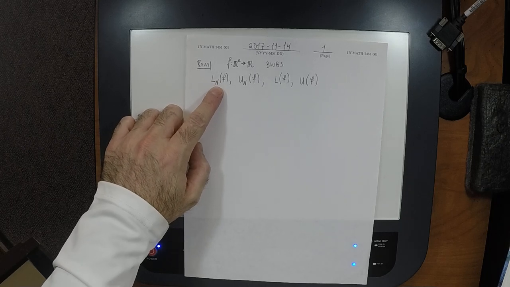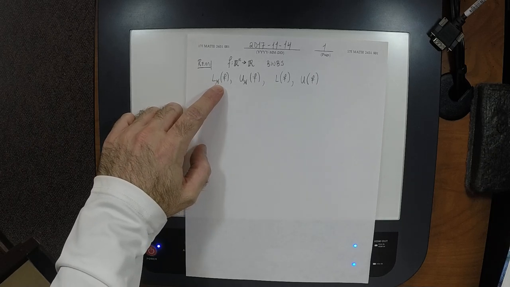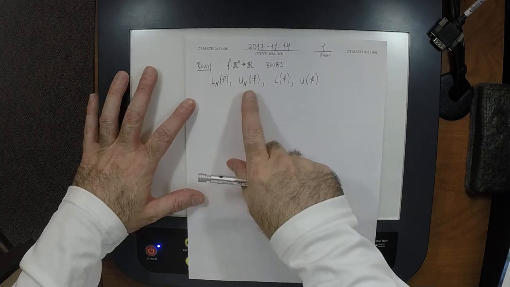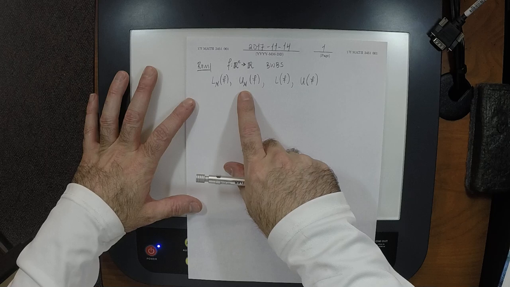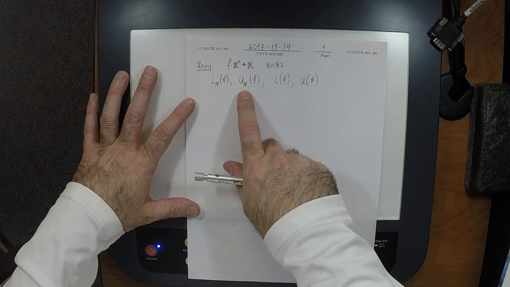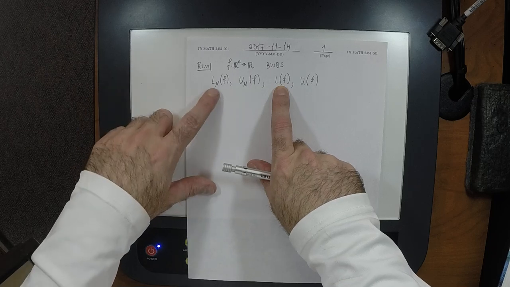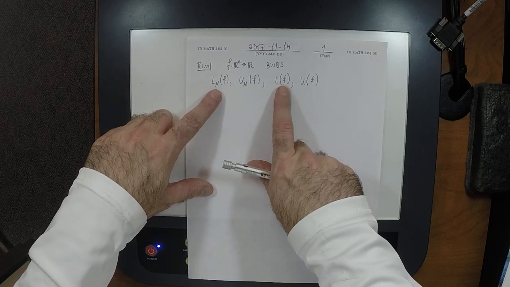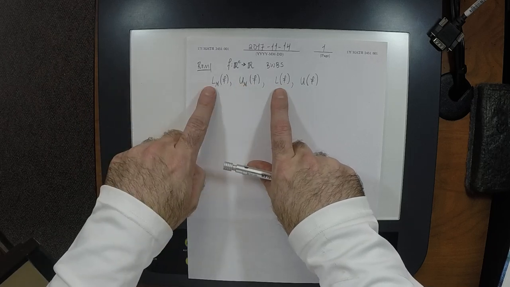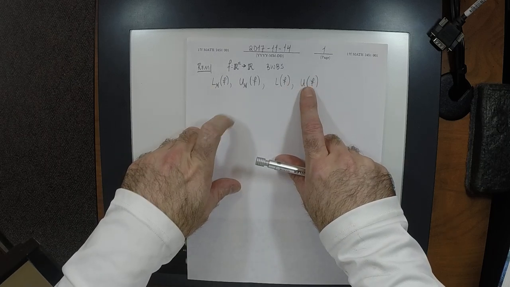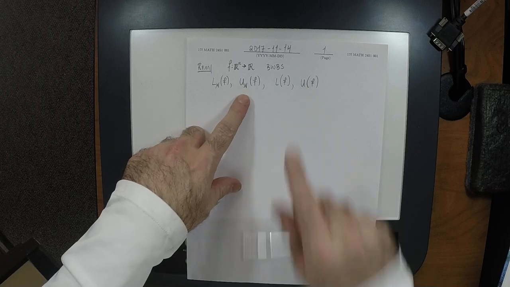We compute the lower sum of f over all the cubes at resolution n. That's what this one is. This one is the upper sum of f over all cubes at resolution n. What is this one? The limit as the resolution becomes infinite, the limit of the lower one. This one similarly is the limit of the upper sum as the resolution becomes infinite.